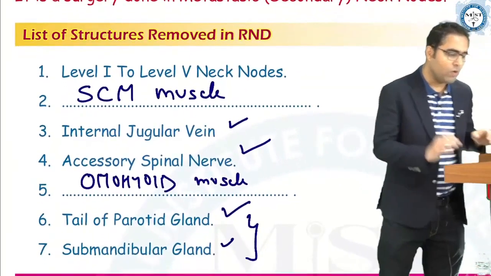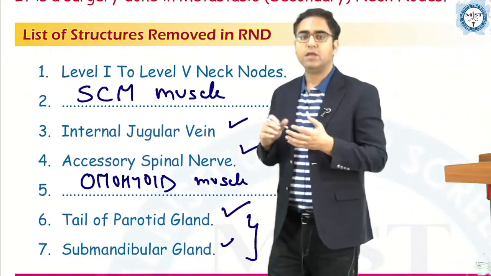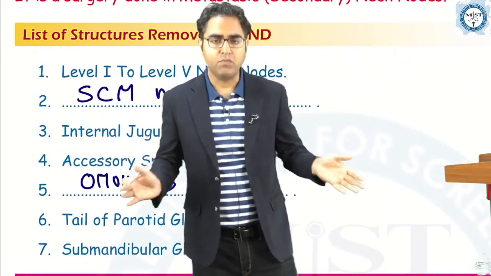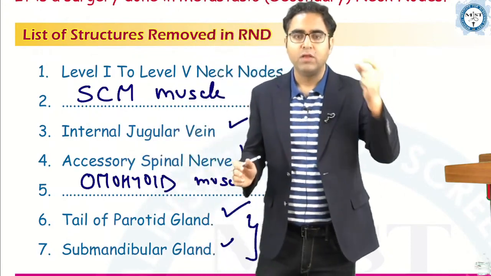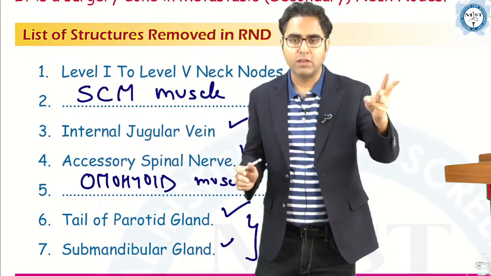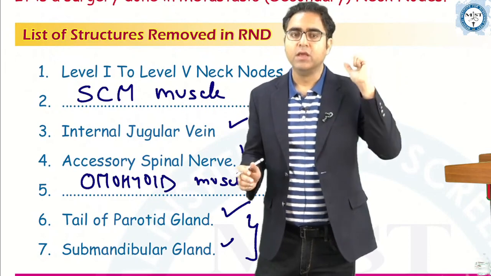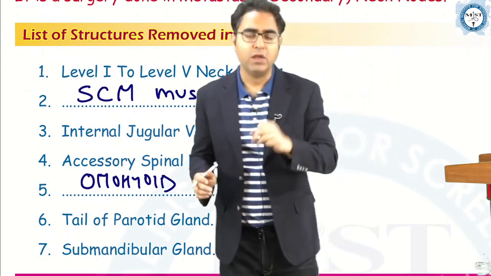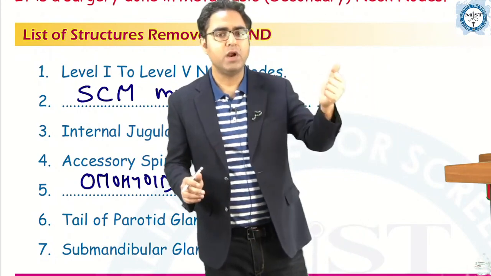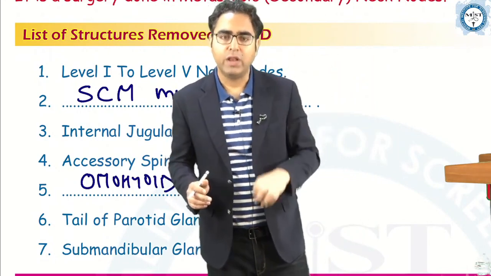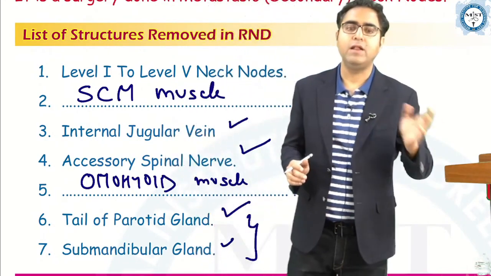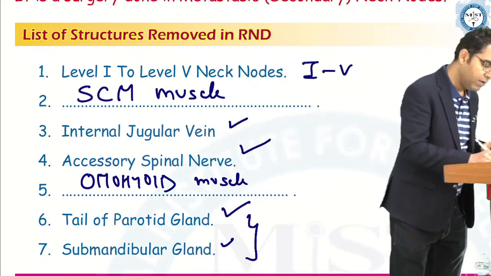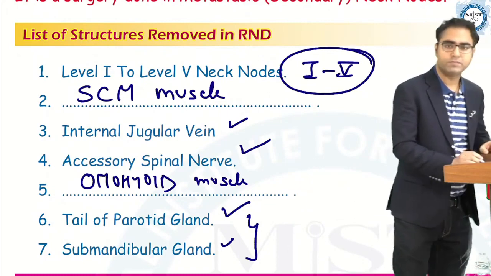Number 2, sternocleidomastoid muscle. Number 3, internal jugular vein, accessory spinal nerve. 1 nerve, 1 vein, 2 muscles, and 2 glands, beta. Okay? 1 nerve is accessory spinal nerve. 1 vein is internal jugular vein. 2 muscles are sternocleidomastoid and omohyoid muscle. And 2 glands are tail of parotid gland and submandibular gland, beta. And level 1 to level 5, not all, beta. Level 1 to level 5 neck nodes.